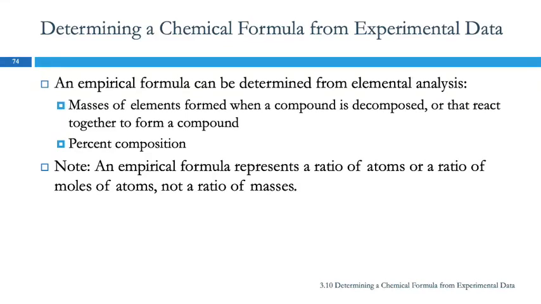We talked at the beginning of this chapter about empirical formulas and molecular formulas, right? And we said empirical formulas can be determined from experimental information. So you can figure out what the empirical formula is from elemental analysis. This is where you may take the compound and decompose it and measure the masses of the elements that were in it. Or you can measure masses of elements that react to combine and make that compound.